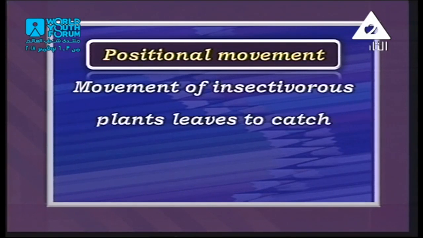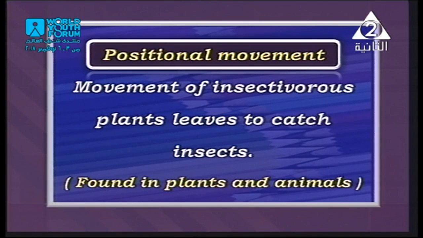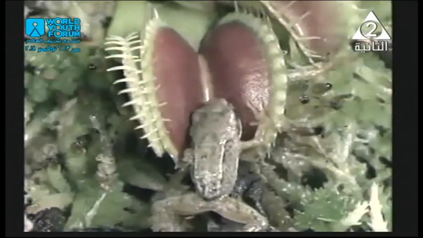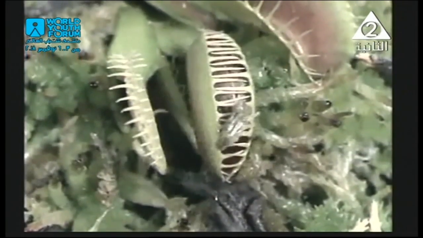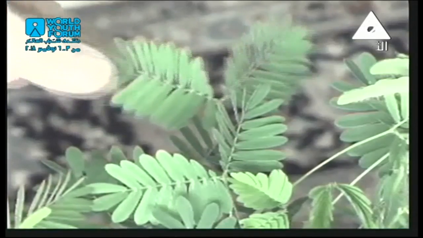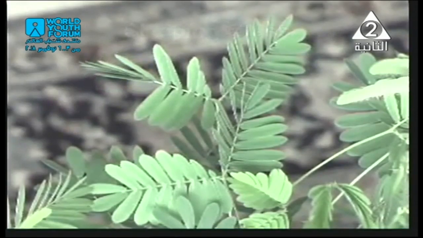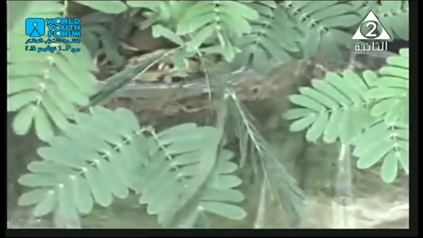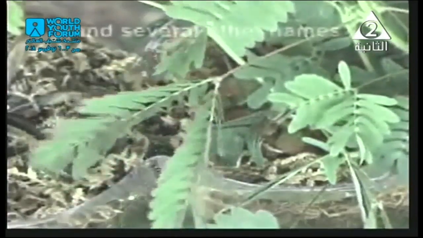Easy? Also the movement of insectivorous plants, some plants that catch insects, and the mimosa plant, found in plants and animals. Let me show something here also. This is the movement of insectivorous plants. It is an example of positional movement. And also the movement of the mimosa plant is an example of positional movement. Did you observe that? It's the successive opening and closing of the mimosa plant.